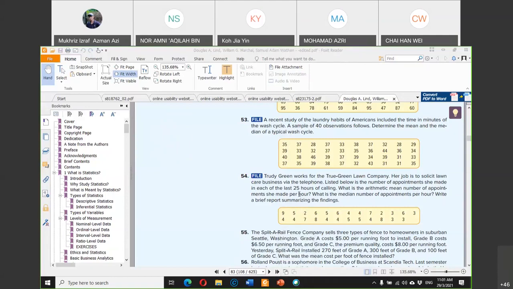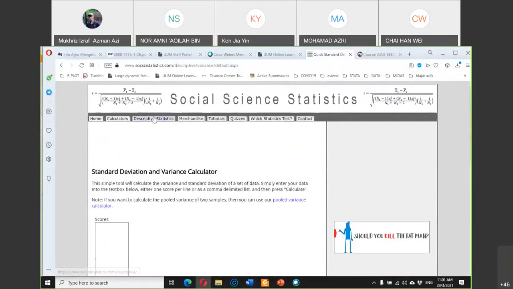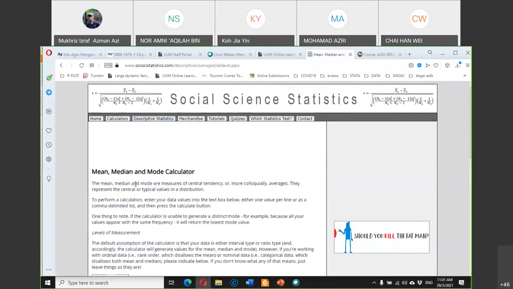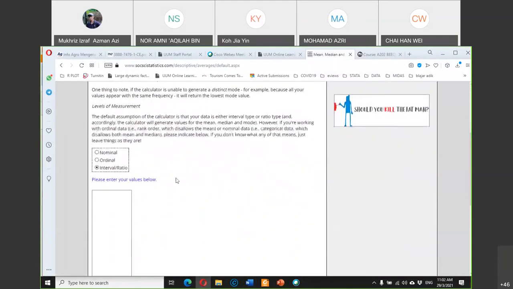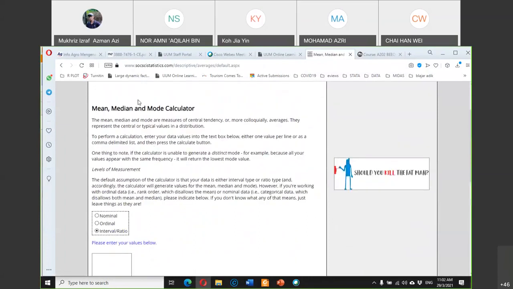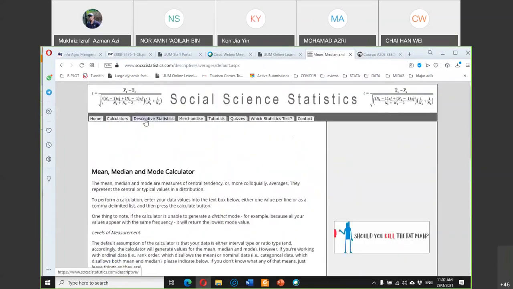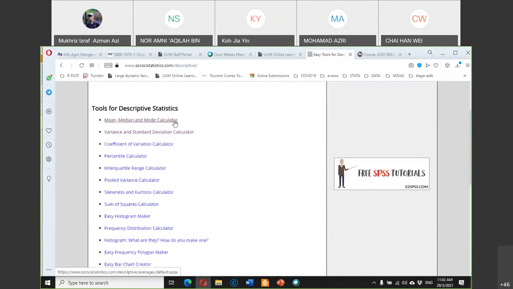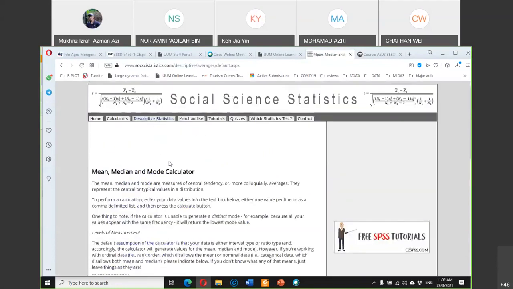Open this one, the mean, median, and mode calculator. If you open the link here, click on descriptive stats. We have the mean, mode, and median. Variance and standard deviation we're going to cover in the next class. So for today, we're going to use the mean, median, and mode calculator.